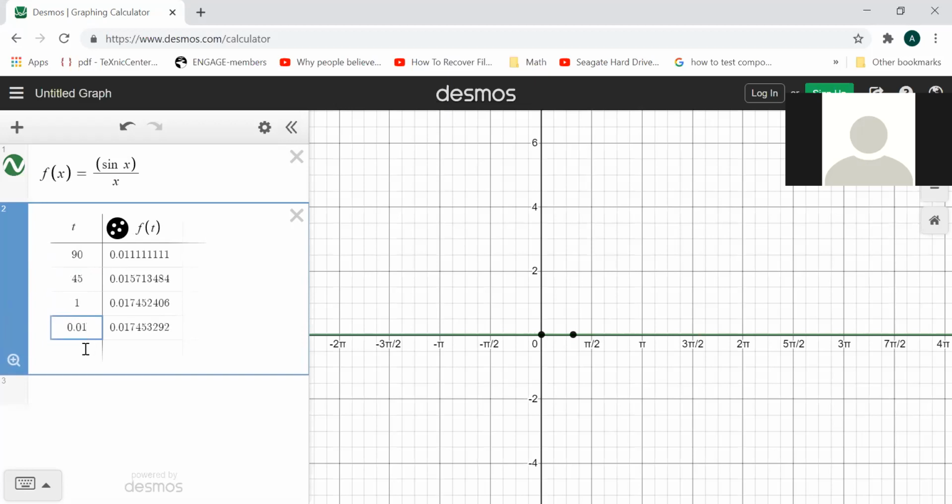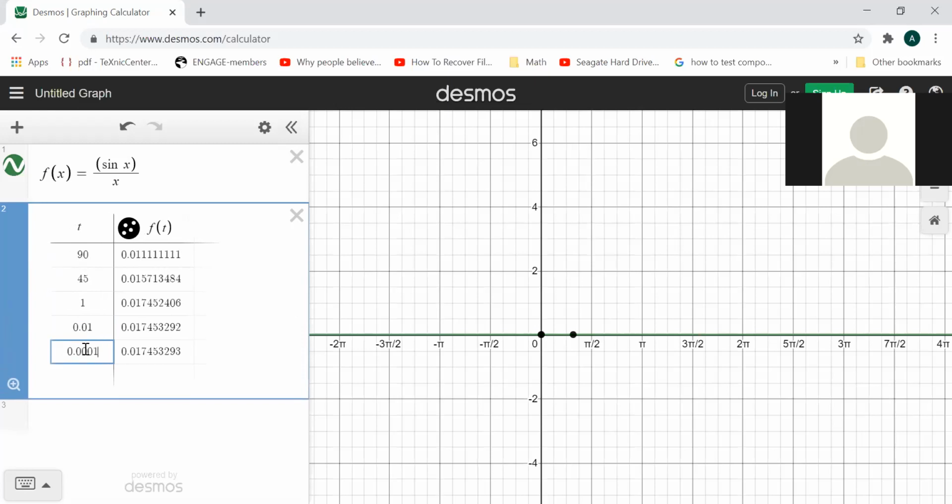0.01, and it looks like with the angles getting closer and closer to 0, now remember this is in degrees this time around, this number is getting very close to something else. 0.001, let's say. It's getting very close to 0.01745, etc. Now, what is that thing?